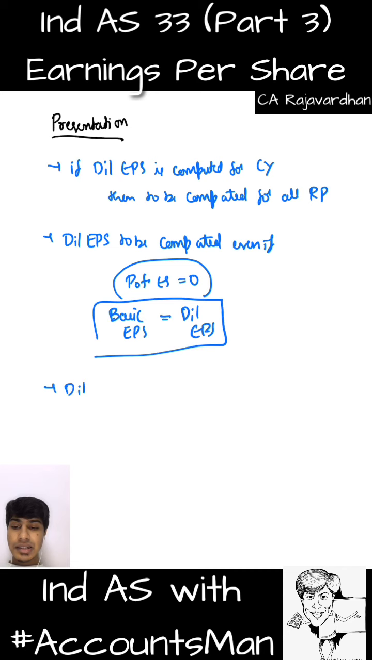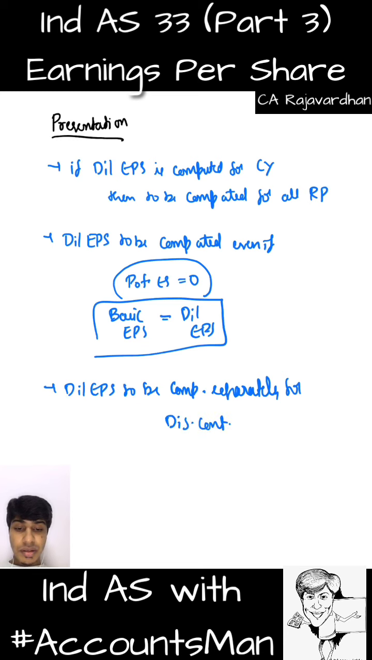And the next thing is diluted EPS to be computed separately for discontinuing operations. See, if you have continuing operations and discontinuing operations as a separate column, you have to compute diluted EPS for discontinuing operations separately, even if it is negative. Even if it is negative, you would have to still compute it.